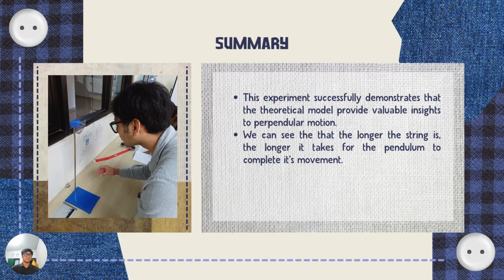Now, what can we get from this experiment? The summary is that the experiment successfully demonstrates that the theoretical model provides valuable insights into pendulum motion. We can see that the longer the string is, the longer it takes for the pendulum to complete its movement.